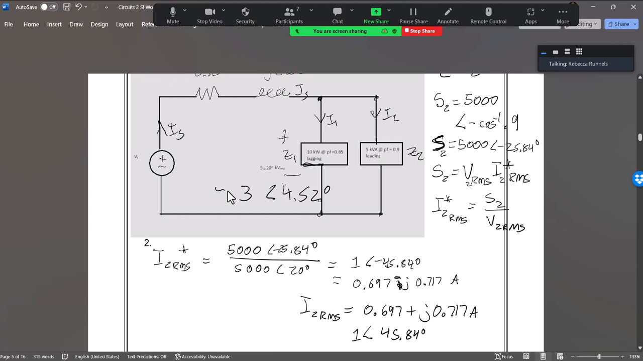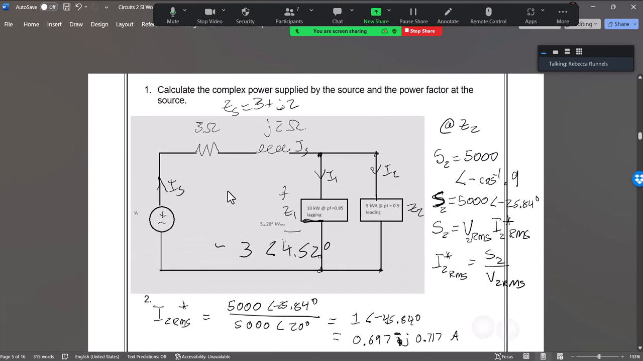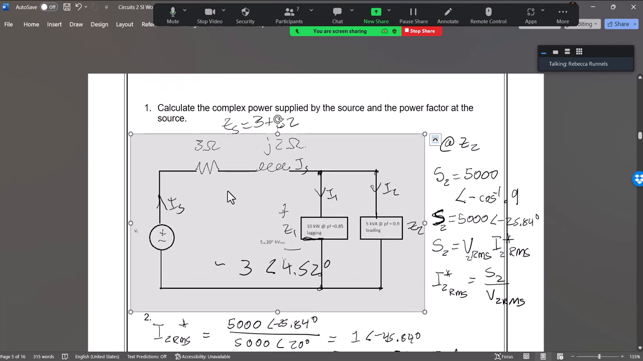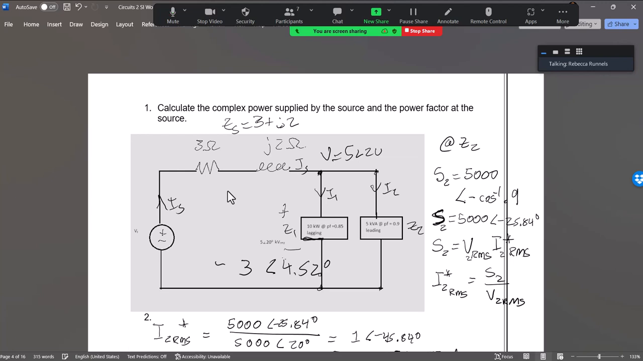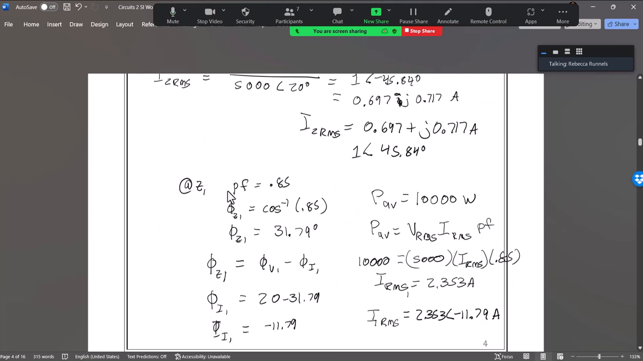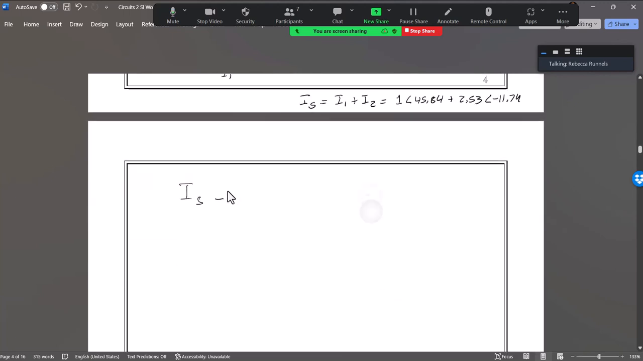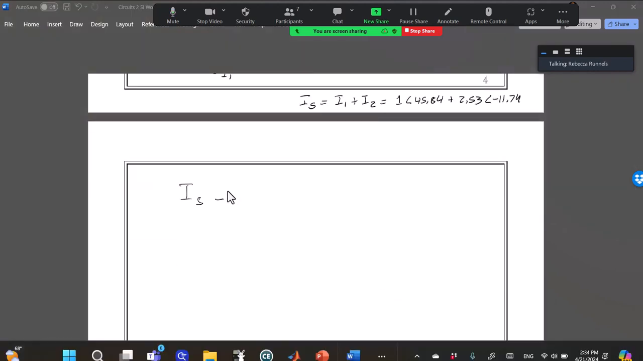Well, I shouldn't be using Word. It doesn't work very well with the drawing. But I know that the voltage right here is 5 angle 20. And so if I find the voltage drop across this impedance right here, I'll know what the voltage is at the source. So I'm going to switch over to OneNote.